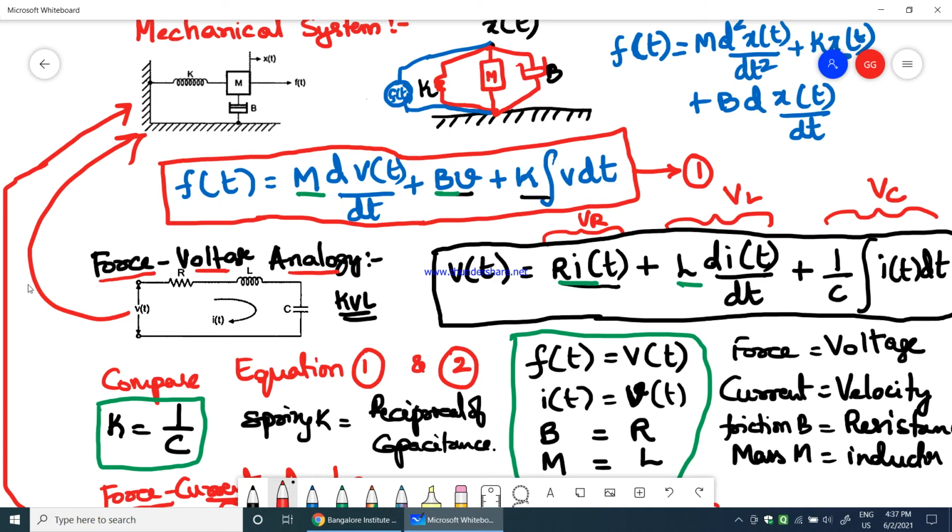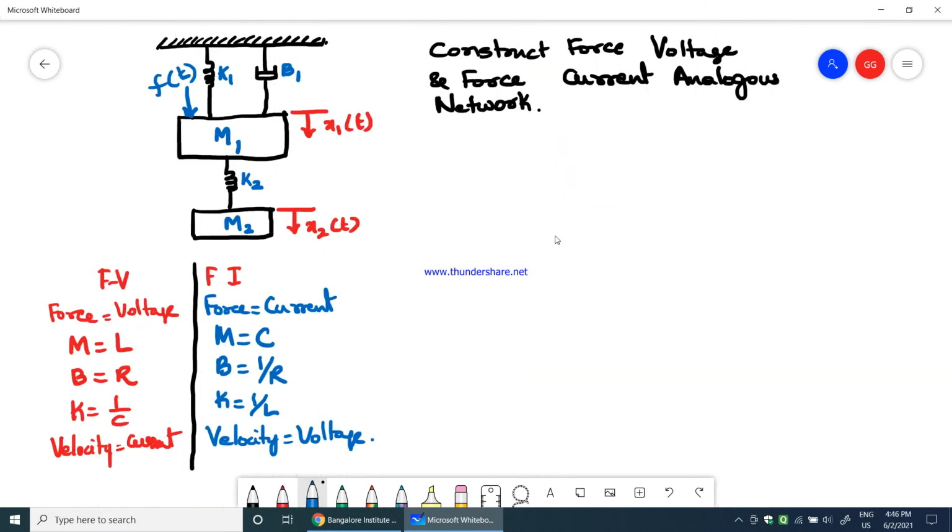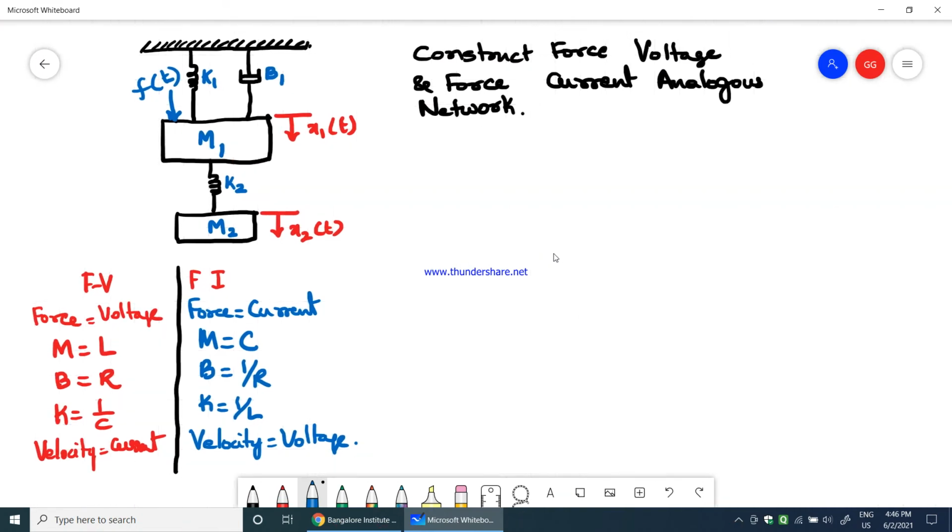This question will come for 10 marks in the exam. So let us take some problems on writing the analogous network for a given mechanical system. Let us try to solve this particular problem. They are asking to construct a force voltage and force current analogous network for this given mechanical system. I hope you are able to see the diagram on the screen. We need to construct the analogous electrical network in terms of both force voltage and force current analogy.